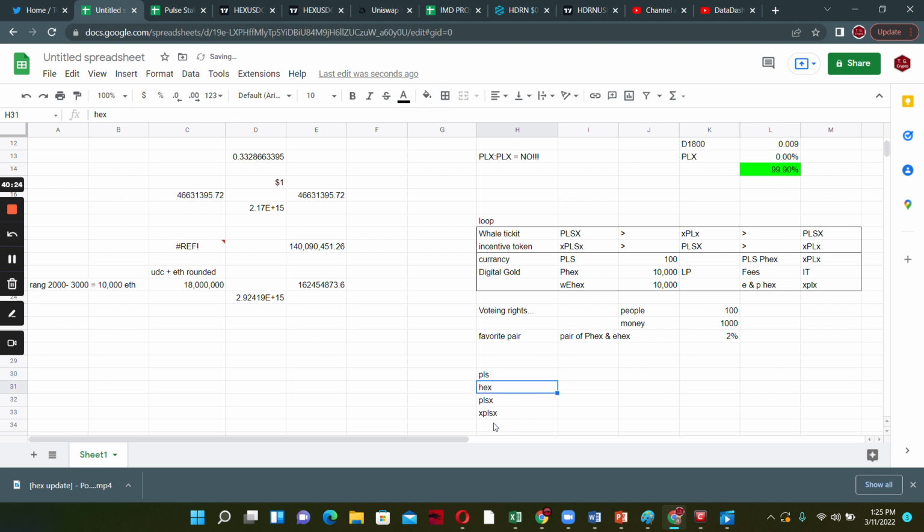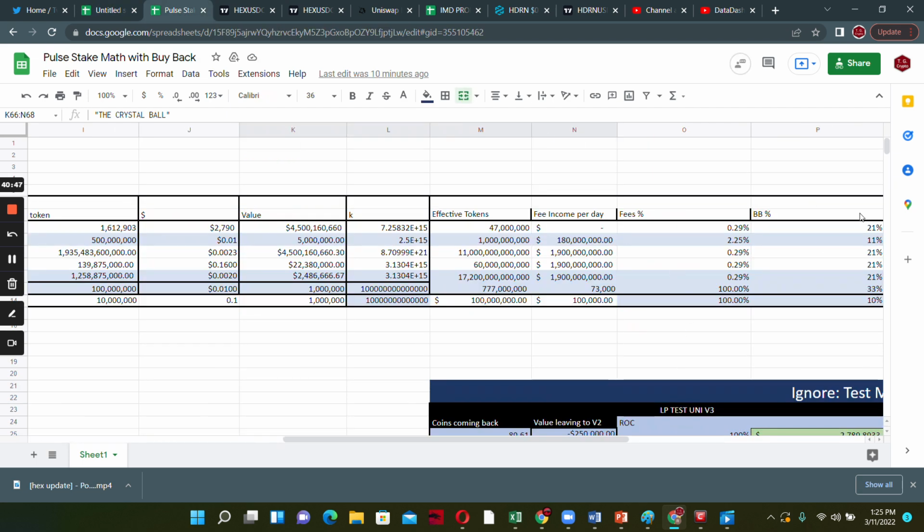So as we make pairs between these and make them all larger, and make pairs of these with PulseX, it's just going to siphon some of the value out of PulseX, but it's going to inject it into PulseChain and Hex. So next up, I have to look at the math of how to balance the liquidity pools, which is a little bit of a nightmare.